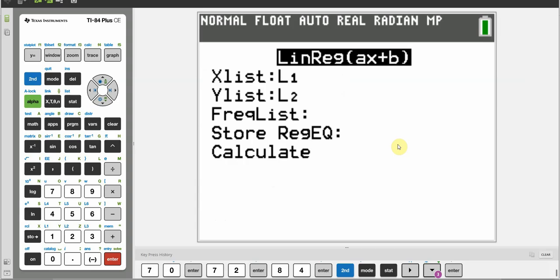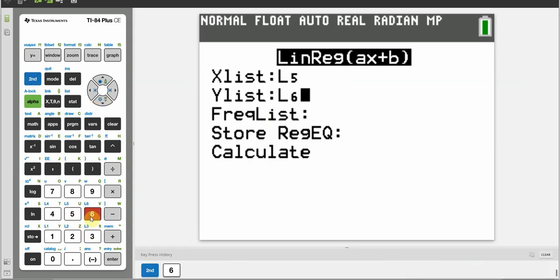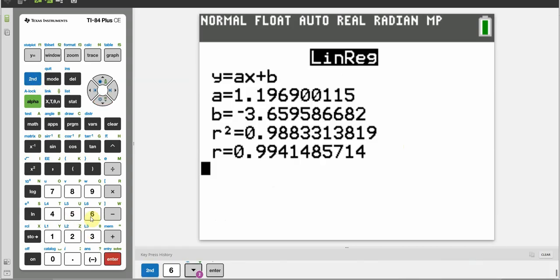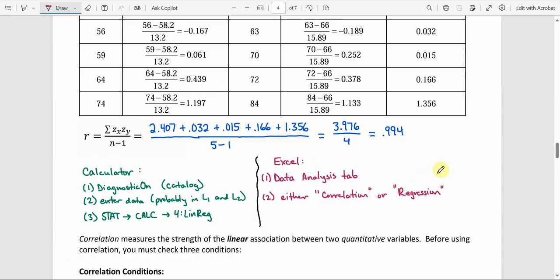My X list, let's see, I had L5 and L6, right? So second L5, Y list, second L6. And then if we calculate, there's the correlation right on the bottom, right? The R, we said that was going to be the symbol for correlation. There's the 0.994, right? Just like we had with the one with all the algebra. Got the same number.